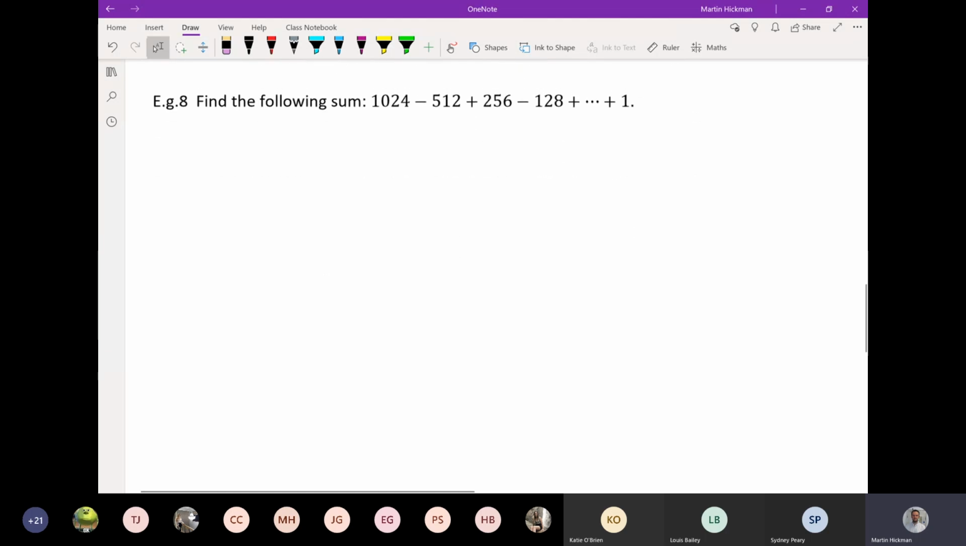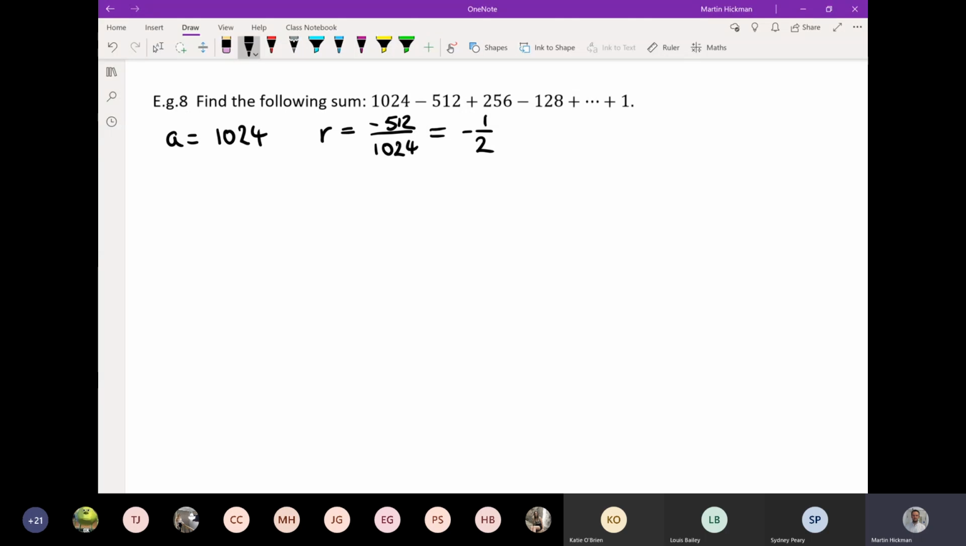Find the sum of the following: 1024 minus 512 plus 256 minus 128, all the way to a last term of 1. The difference here is that we don't know how many terms there are. So let's start by writing down what we know. Our first term is 1024, and we can work out our common ratio. It's just going to be minus a half. Doing the second term divided by the first one finds us the common ratio, or you could do the third term take away the second term.